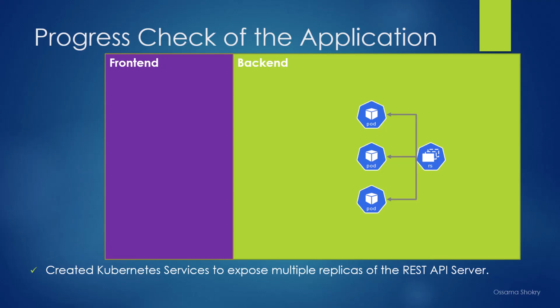Let's do a progress check of the application at this point. In this lab, you have created Kubernetes services to expose the multiple replicas of the REST API server. That's it for this lab. Thank you and see you in the next lecture.